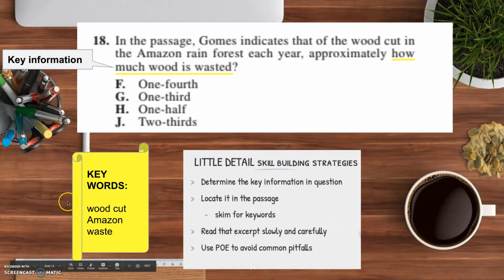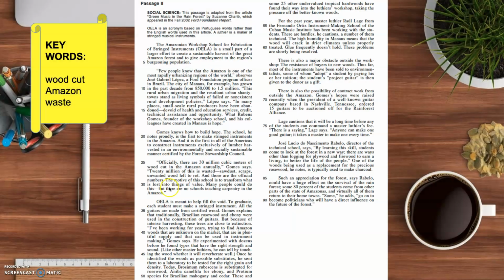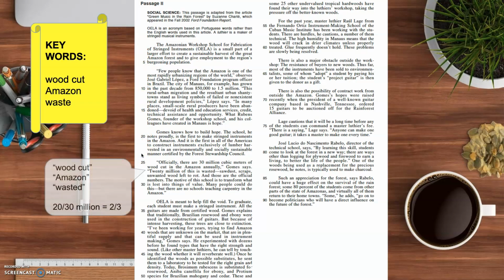I've also identified a few key words. These are the things I'm going to search for in the passage. Things like wood cut, Amazon, because that's where it is, and waste, because that's the big idea here. So now it's time for us to move to step 2, where we're going to locate these words in the passage by skimming, and then we're going to read slowly and carefully to figure out what the answer might be. So I've got my keywords up here. Now I'm just going to gradually skim through, searching for those words, and I found it right here.